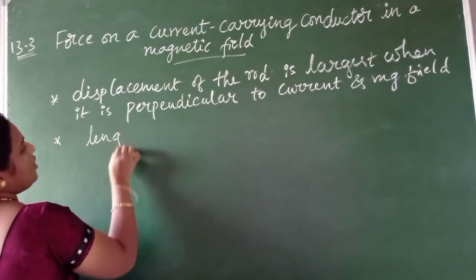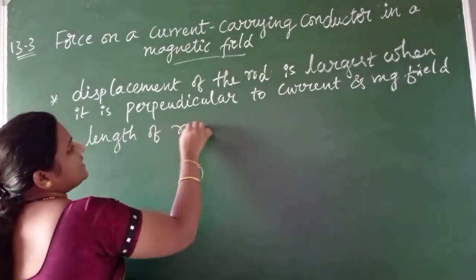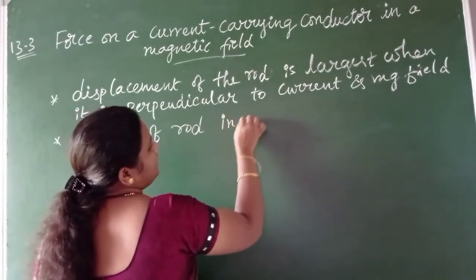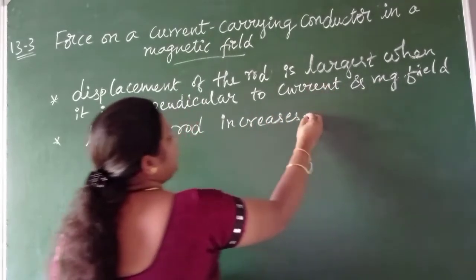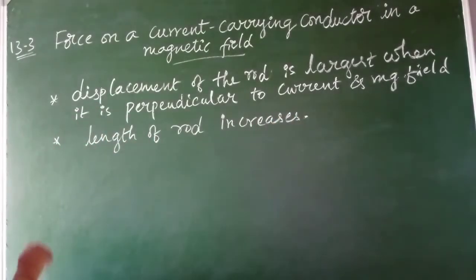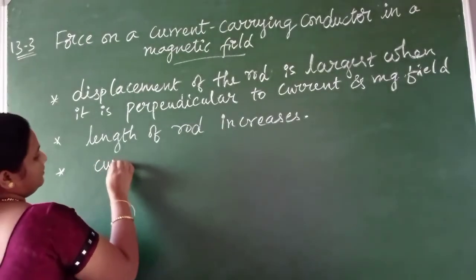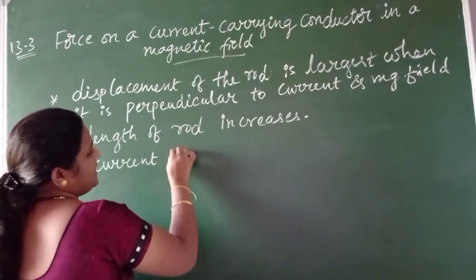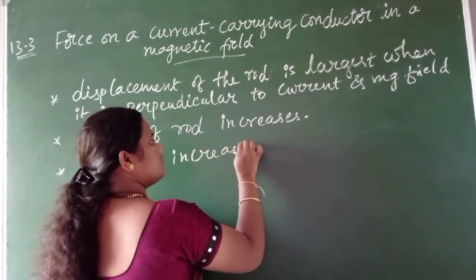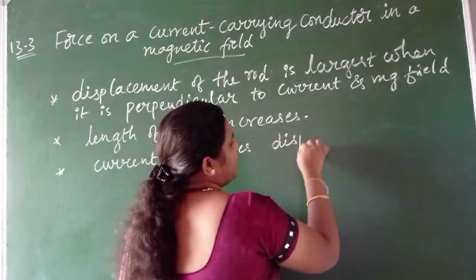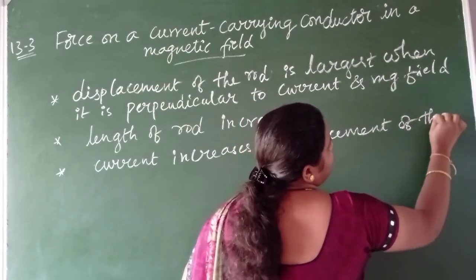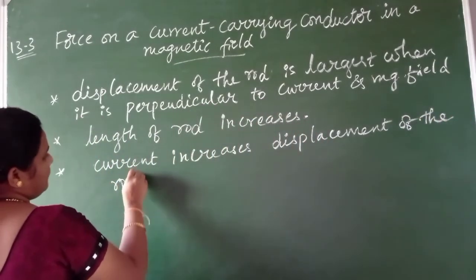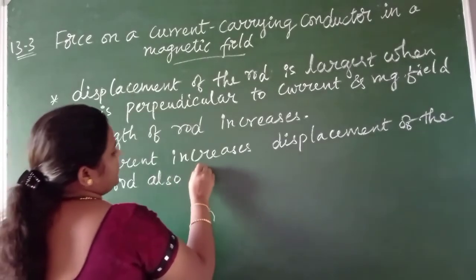It also depends upon length. If the length of the rod increases, the displacement also increases. And suppose the flow of current increases, then the displacement of the rod also increases.